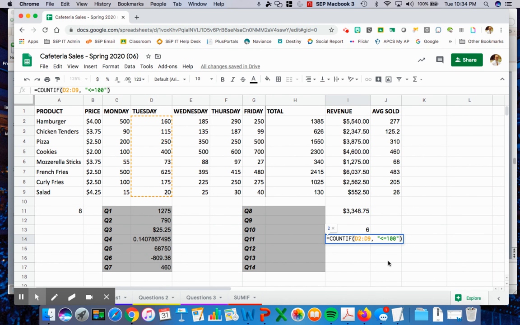So there are a couple of questions there about COUNTIF. I want to count items in a range that meet a criteria. Equals COUNTIF, range of cells, where should I look for the values, comma, and what is the condition that would cause me to count them?